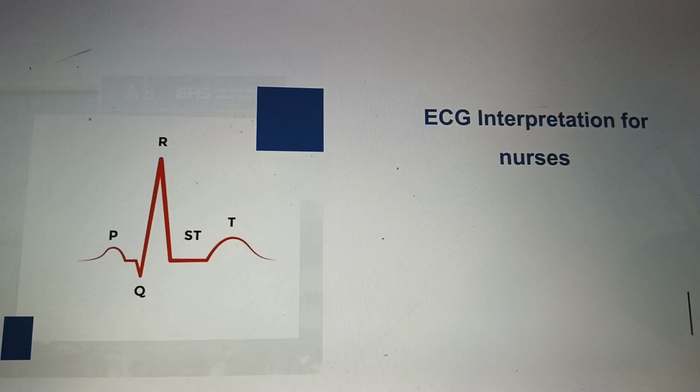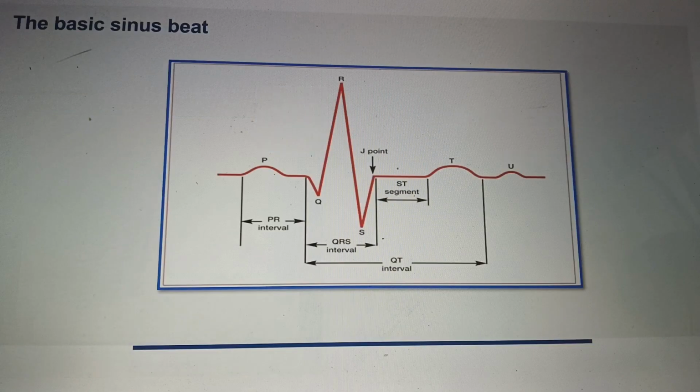Welcome to the second session of ECG interpretation for nurses. In the first session, we already discussed the basic ECG, that's a normal sinus rhythm. Here we go for the abnormal ECGs, that is the tachycardia. So first we will discuss this basic sinus beat, that's a normal sinus rhythm. This we discussed already in the first session.